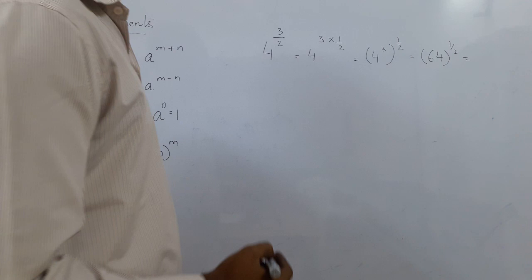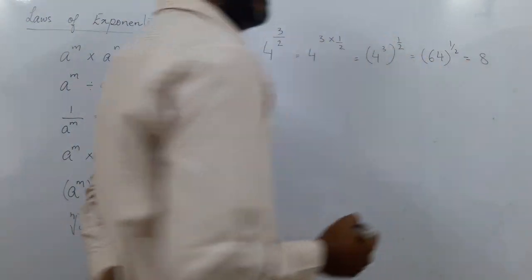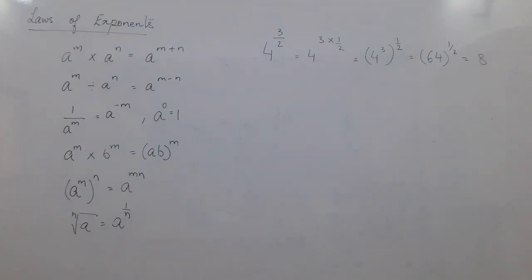And what is the square root of 64? 1 by 2 is square root. Square root of 64 is 8. 8 8s are 64. You got the answer?